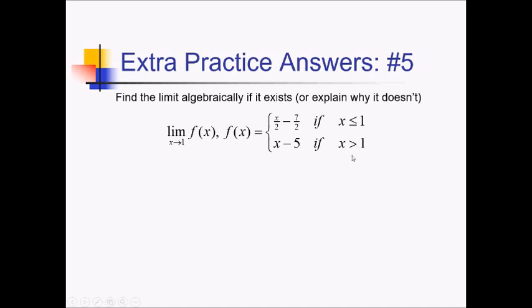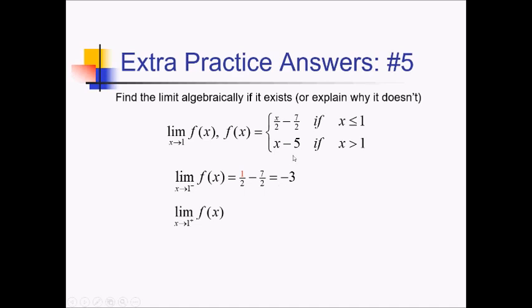For this problem, we're trying to find the limit as x approaches 1 of this piecewise function. Now, since 1 is the border value between these rules, we have to look at the left and the right-sided limit. So for the left-sided limit at 1, we're using this less than 1 rule. So we can write this as 1 over 2 minus 7 over 2. This comes out to -6 halves, which is -3.